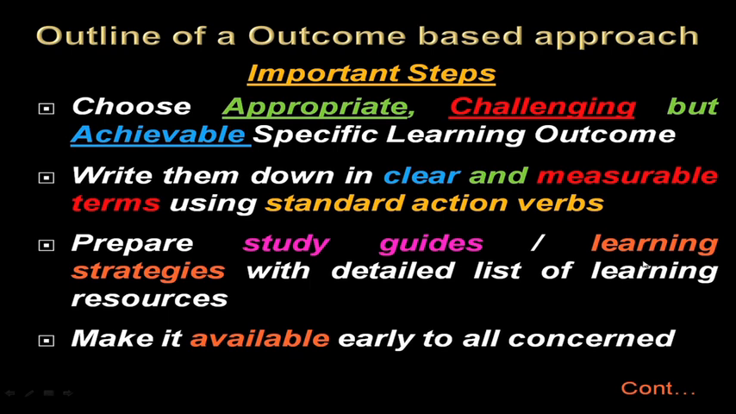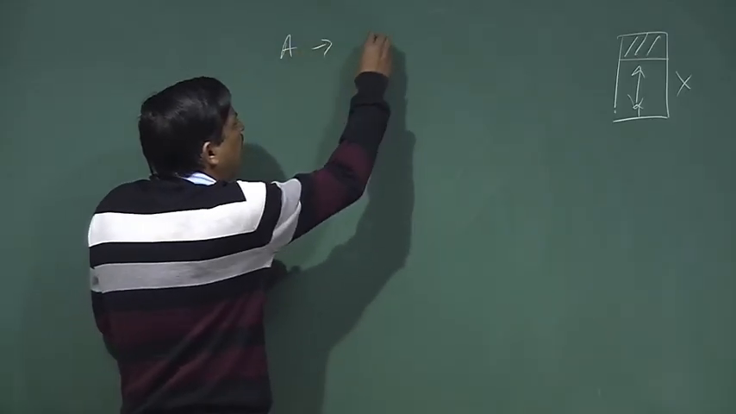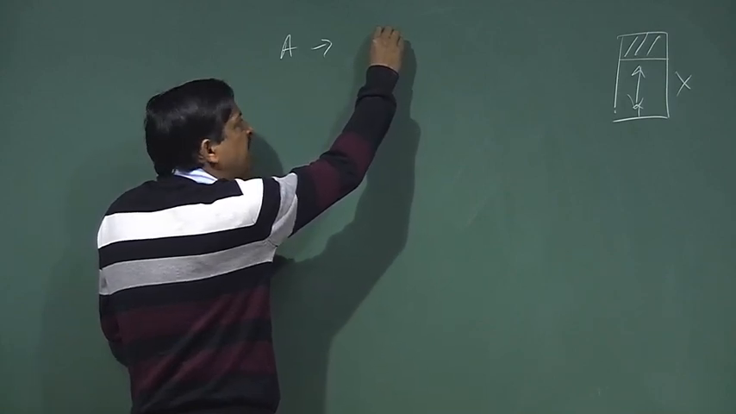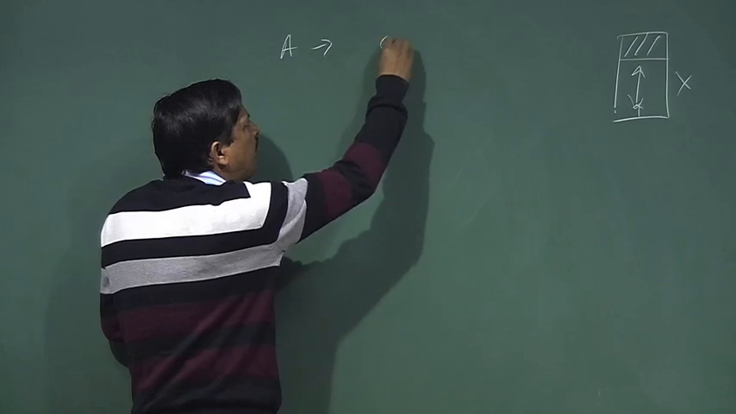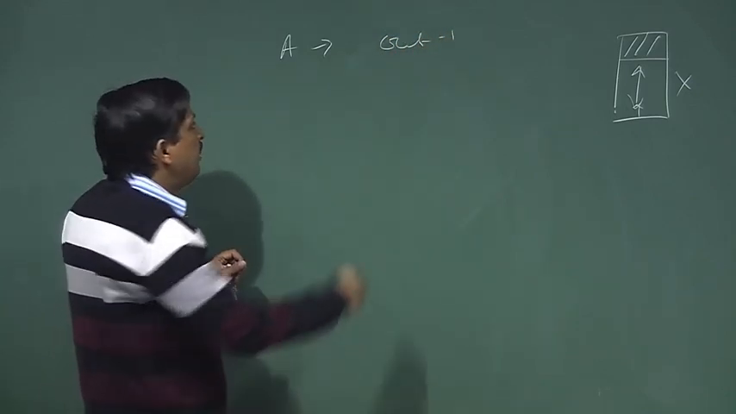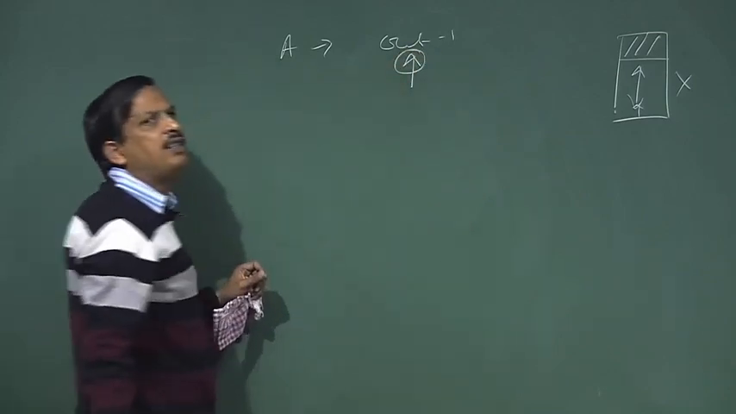The outline of this approach is to choose appropriate, challenging, but achievable specific outcomes. So, what is the first step? I take a subject A. I define the appropriate, challenging, but achievable outcome. Then this outcome, how do I write it? It is not that easy.